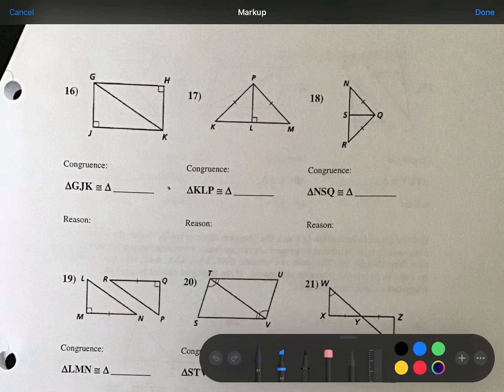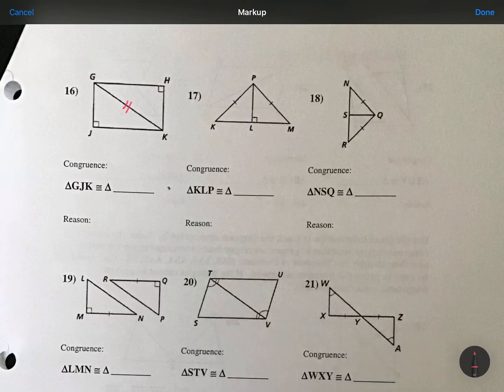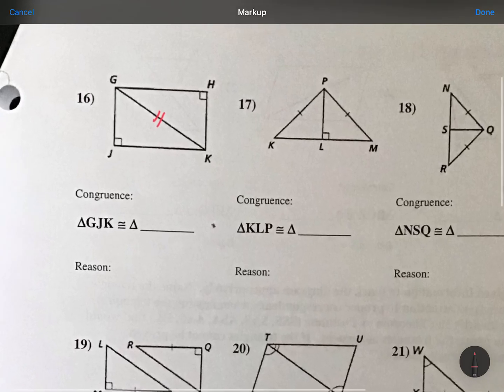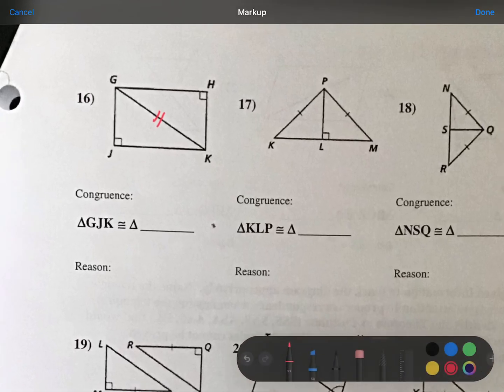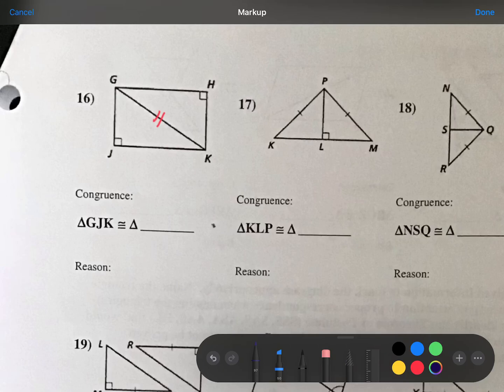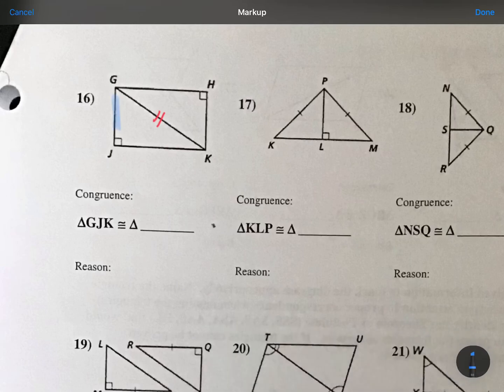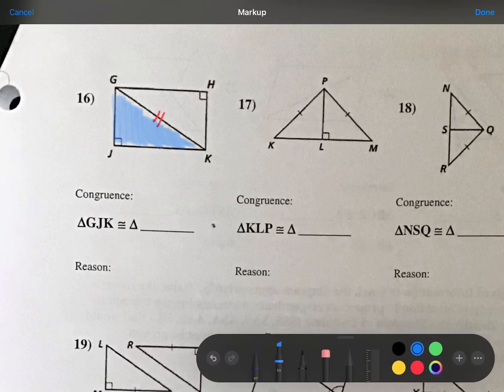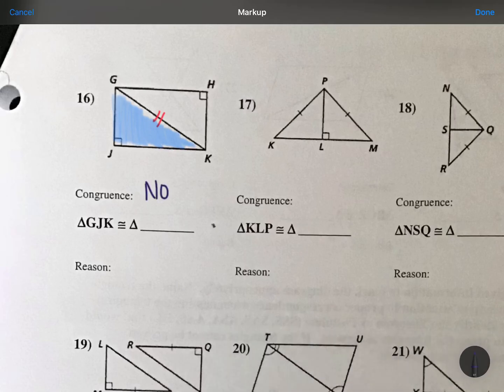All right, number 16. What can I legally add? Anything? Why, yes, I can. They share a side, so I can mark that GK congruent with itself because of the reflexive property. And that's the only thing I can add. So now I'm ready to look at my 2 triangles. Look at one, focus in on it. Do you have 3 things marked? No. So it's not possible to prove that those are congruent.